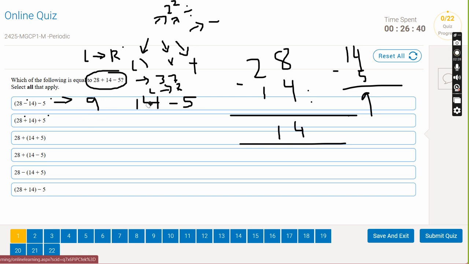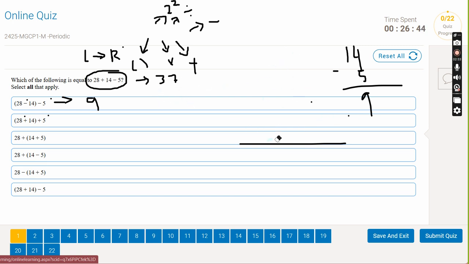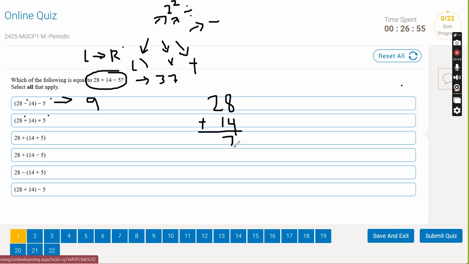Sorry. Then let me erase everything so it doesn't get confusing. The next one, 28 plus 14 is in parentheses, so we'll be doing that first. 8 plus 4 is 12. 2, 3, 4, 42. 42 plus 5. 42 plus 5 is going to give me 47. No, that's not the answer because our answer is 37. So this isn't the answer either.